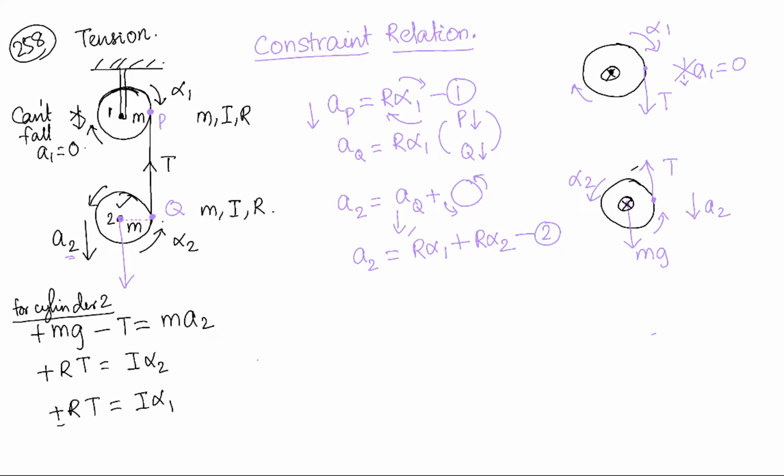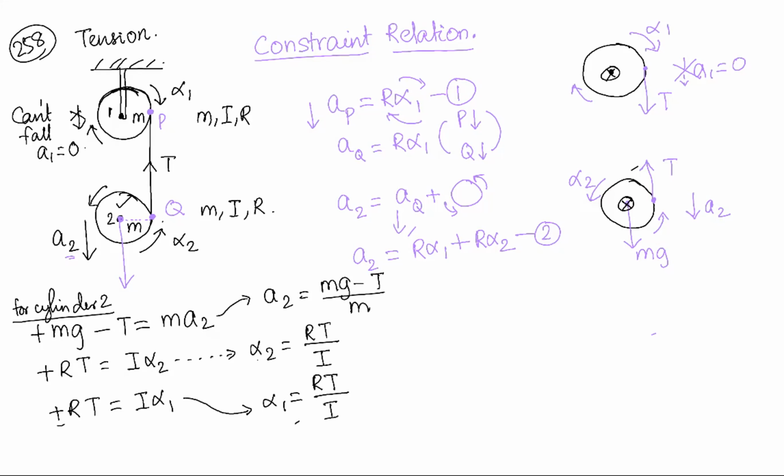तो सबसे पहले अपन क्या करेंगे? We will write down the value of A2. तो A2 is equal to mg minus t divided by m. यहां से हम लोग अल्फा 2 का वैल्यू लिखते हैं. तो अल्फा 2 इज इक्वल टू आर टी डिवाइडेड बाई आई. यहां से अल्फा 2 लिखते हैं और वहां से अल्फा 1 का वैल्यू लिखते हैं. तो अल्फा 1 इज ऑल्सो इक्वल टू आर टी डिवाइडेड बाई आई. एटलीस्ट इट लुक्स लाइक दैट. ठीक है, तो ये अल्फा 2 का वैल्यू है, वो अल्फा 1 का वैल्यू है, और वो A2 का वैल्यू है. But what is A2? A2 is equal to R alpha 1 plus R alpha 2.